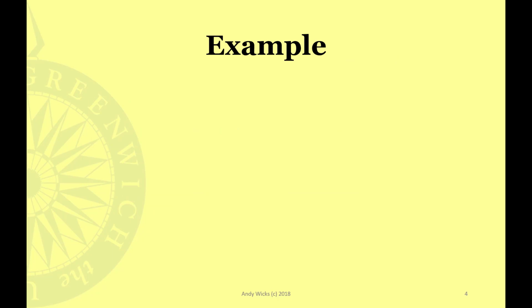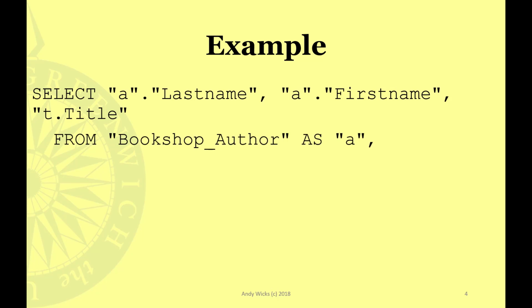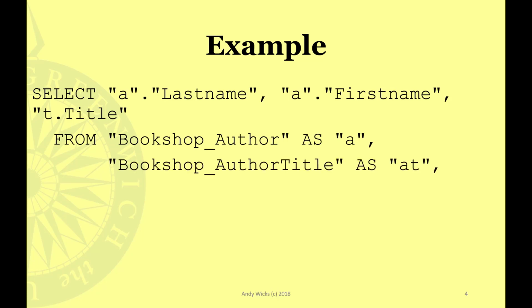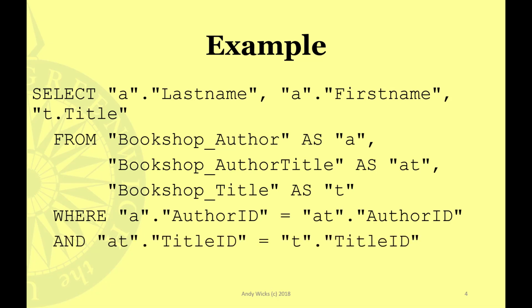Here's some SQL. What we're going to do is select the last name, first name and title of a book. We're going to get this from author, author title and the title tables in the bookshop example. We're going to do this where the author IDs match and where the title IDs match. That's the linking between the tables. But then comes the clever bit.